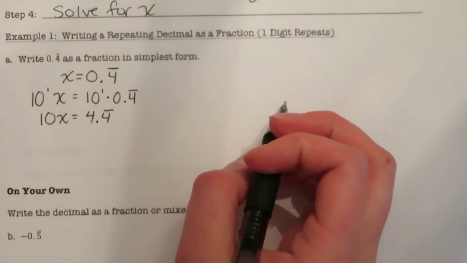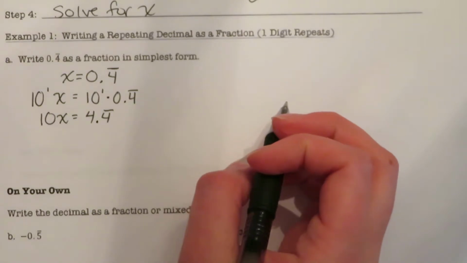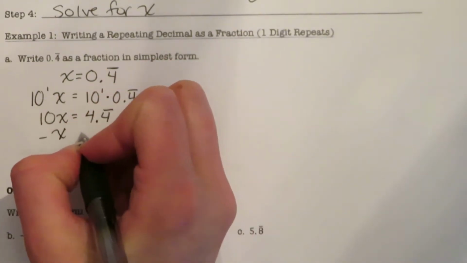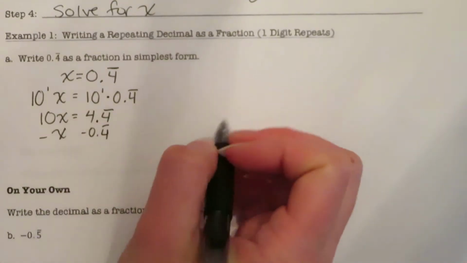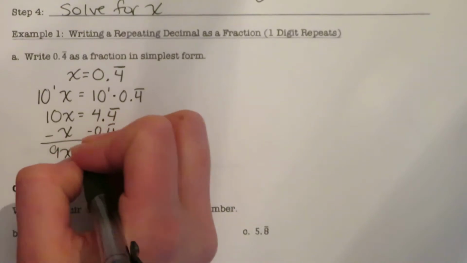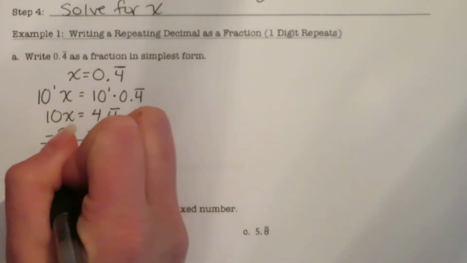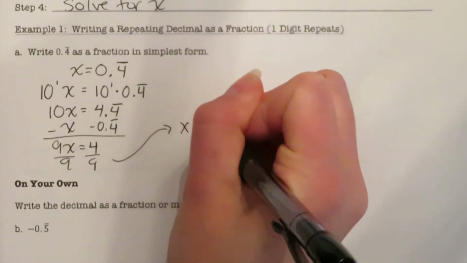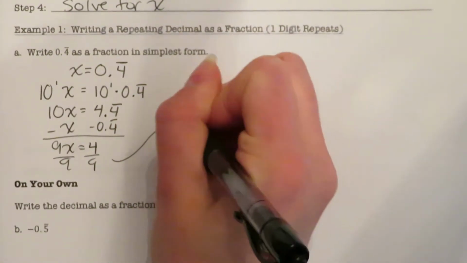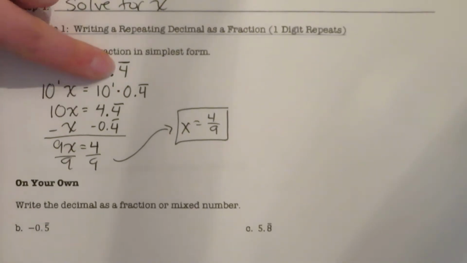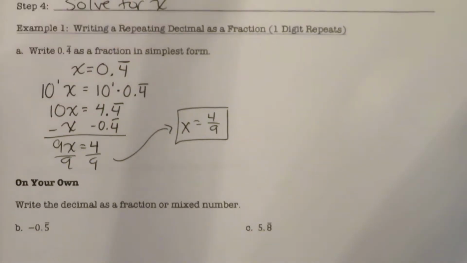Step number 3, subtract the original equation from the new equation. My original is x and 0.4 repeating. So I'm left with 9x equals 4. I'm going to divide both sides by 9. My answer is x equals 4/9. To check to see if you did it correctly, you can plug 4/9 into your calculator and you should have 0.4 repeating.